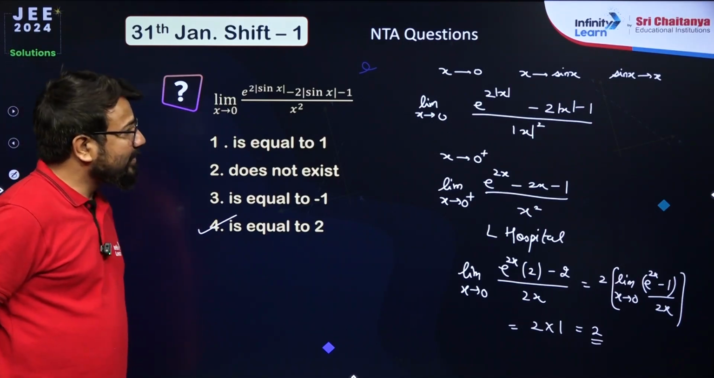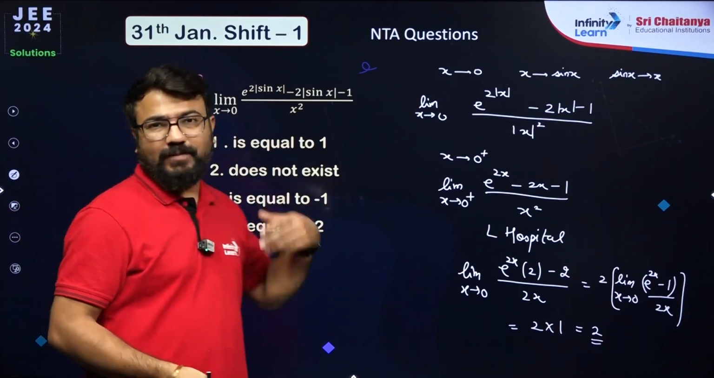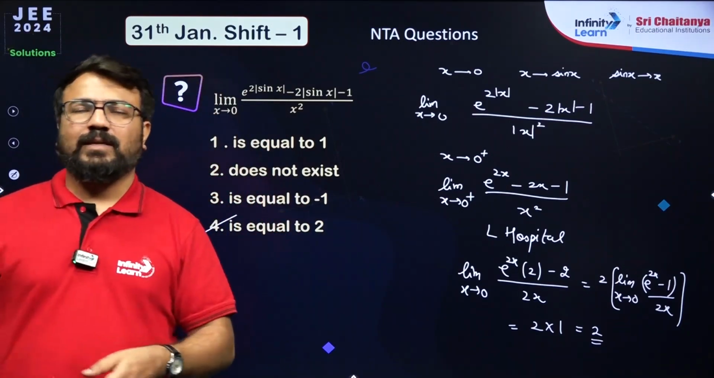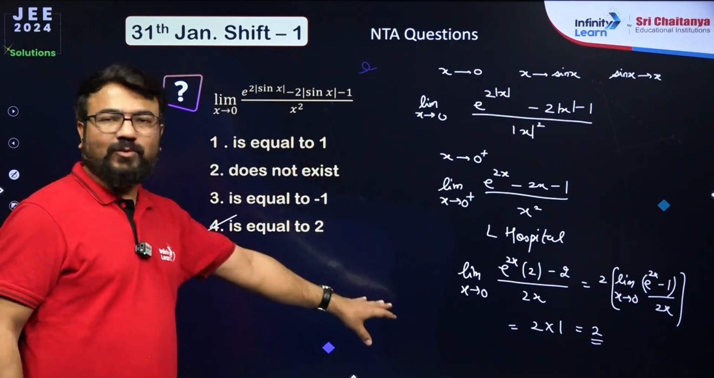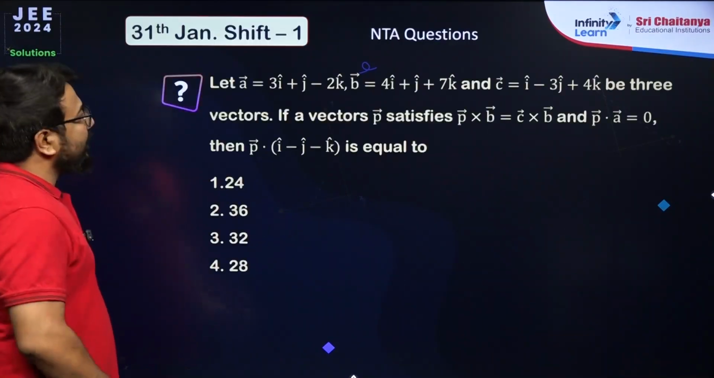Even if you replace x with 0 minus, mod x will be converted to a positive quantity. So the same result will follow for 0 minus and the answer will be equal to 2 itself. So the answer is 2. Let us move to the next question.